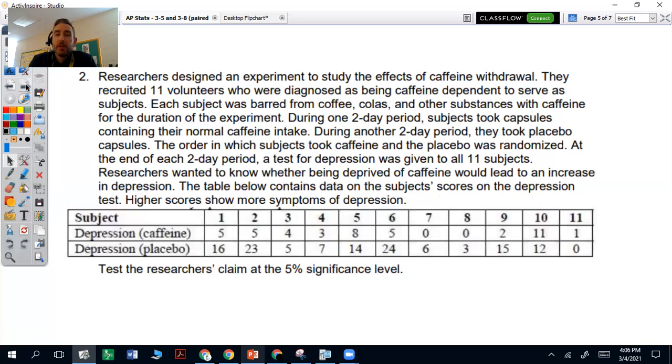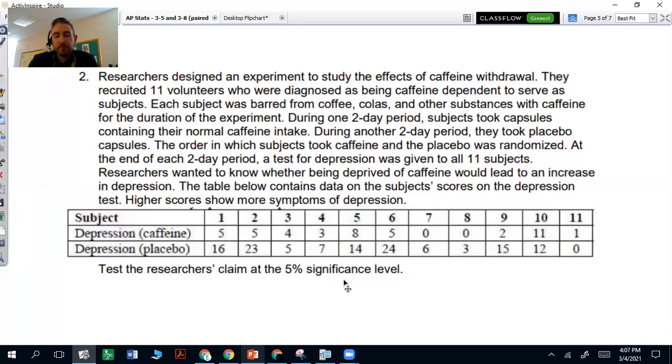Researchers wanted to know whether being deprived of caffeine would lead to an increase in depression. The table below shows data on the subject's scores on the depression test. Higher scores show more symptoms of depression. We want to test this at a 5% significance level. So it's important.